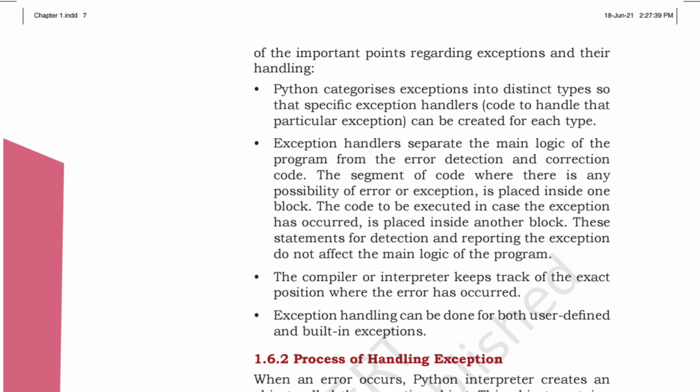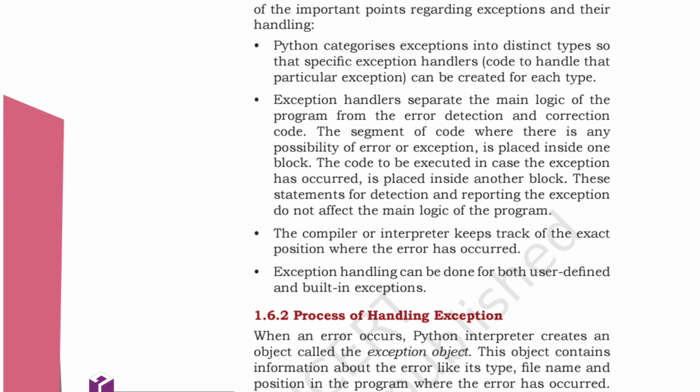Python categorizes different types of exceptions. Code to handle that particular exception can be created for each type. Exception handlers separate the main logic of the program from the error detection and correction code. The segment of code where there is any possibility of error or exception is placed inside one block. The code to be executed in case the exception has occurred is placed inside another block. If the exception occurs, it will be passed to the other block.